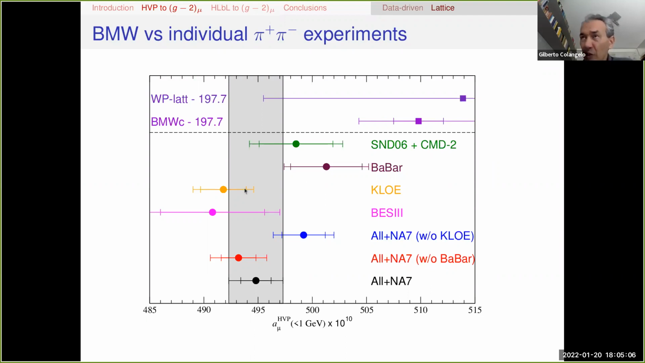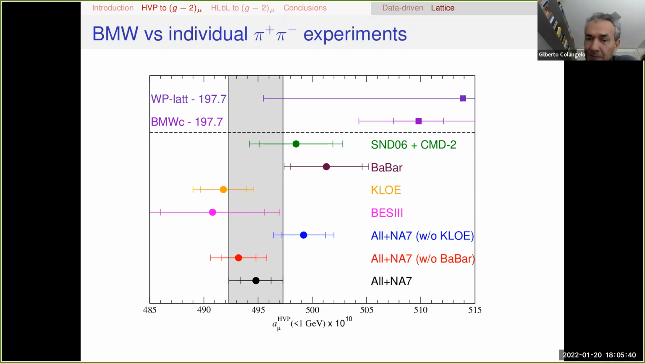KLOE will not change. BaBar is working on a new analysis; there are data which they have on tape which haven't been analyzed, and they are working on the analysis of these. And so there will be a new number from BaBar. Of course, this will be very interesting. BESIII is shown here. This is rather on the low side, rather in agreement with KLOE, but with still a large uncertainty, and they can improve.